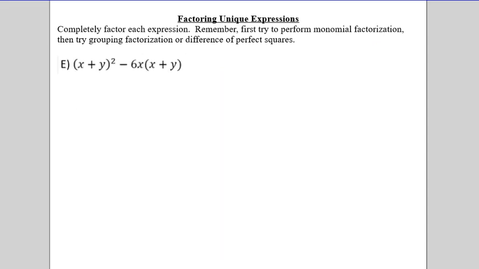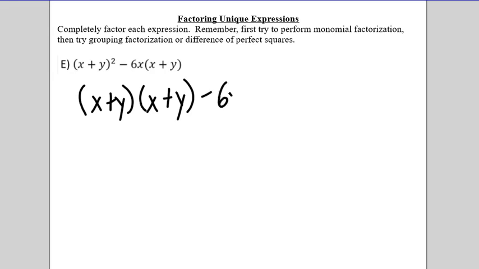So I know this one can throw people, but I expand it to be exactly what it says. So x plus y times x plus y minus 6x, and then x plus y. And since I've been group factoring, I can think about, is there a shared factor between these two expressions? And yes, there is. It's this x plus y and this x plus y.